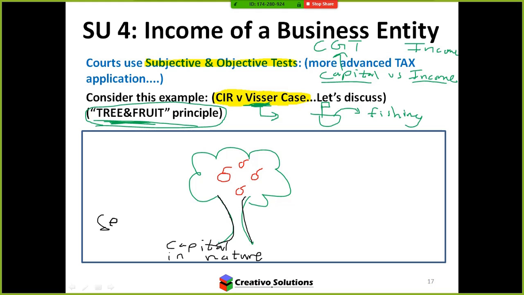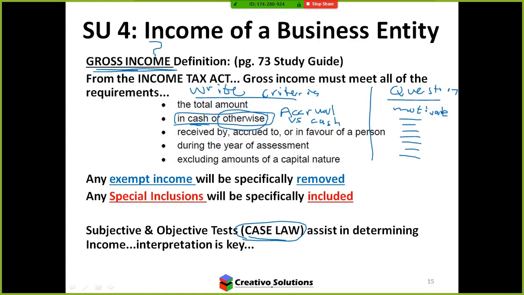So if you sell the tree, are you going to include that in income for gross income? If you sell the tree, what do you think? Yes or no? Would you include that as income? No. If I sell the tree, it's capital. I can't include it. Okay, so go back and have a look at the definition.